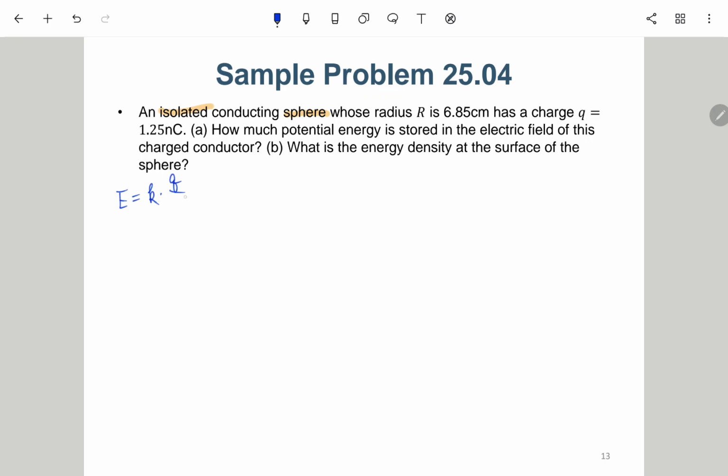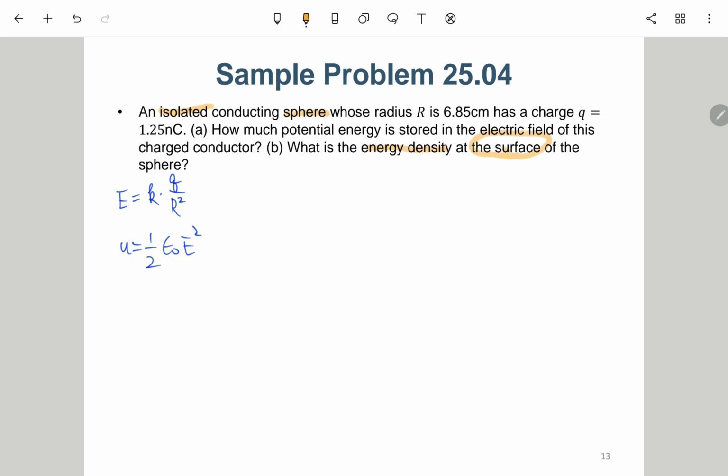Q over R squared. E equals K times Q over R squared at the surface. Because all the charge will be distributed on the surface, and inside the sphere there won't be any E field, so the E field starts from the surface to the outside part. So in that case, U equals 1/2 epsilon naught E squared. So it actually asks you the energy density at the surface.